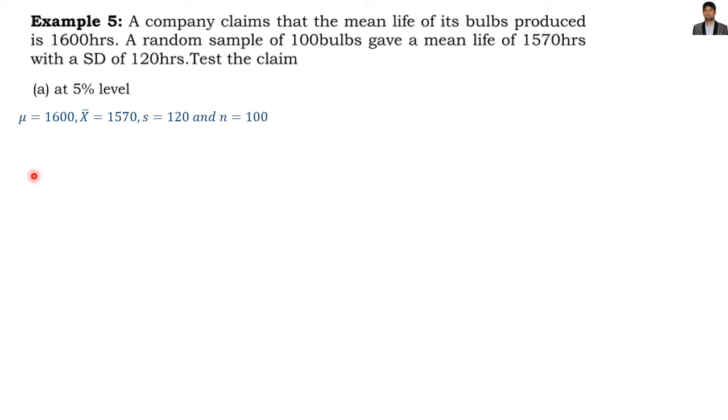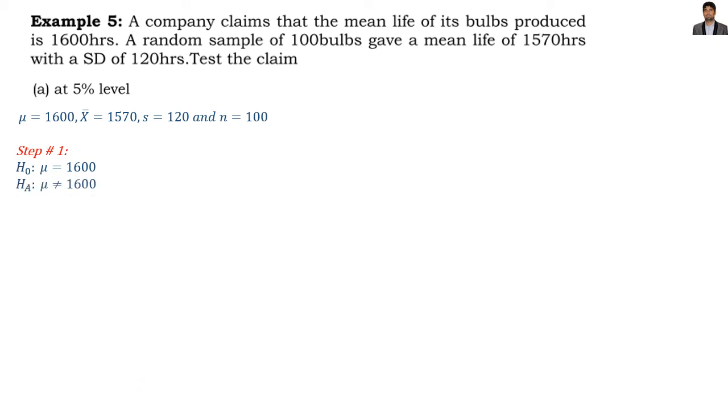Step number 1 is to formulate the hypothesis. Null hypothesis is that the mean life is 1600. And alternate hypothesis is that mean life is not 1600. This is a two-tailed test. Step number 2, level of significance 5%, that is 0.05. From Z table we'll get 1.96. Step number 3, test statistic. Z is equal to x bar minus mu over s over root n. Put here all the values.